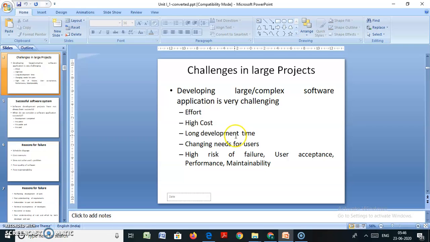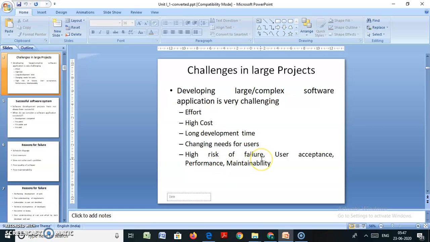Actually, before developing the project, we fix the time, so that within that time we can develop the software and deliver it to the user. But while developing the software, it takes more time. That is also a major challenge. Next, the changing needs of our users. We develop the software based on user requirements, but the user may change the requirements day to day. Developing the software based on those changes is also a big challenge when developing a large project.